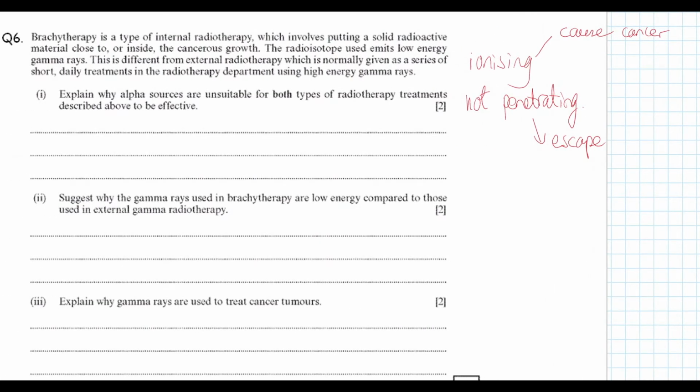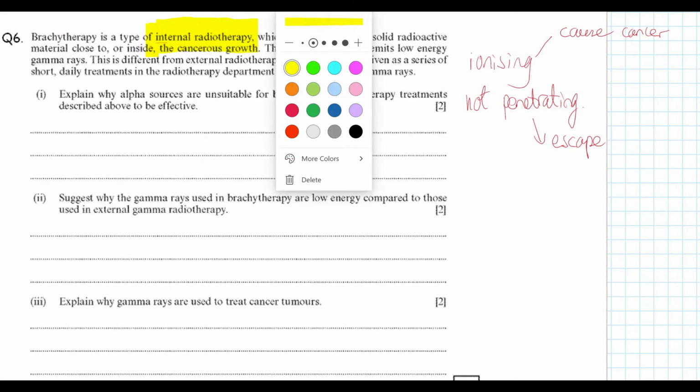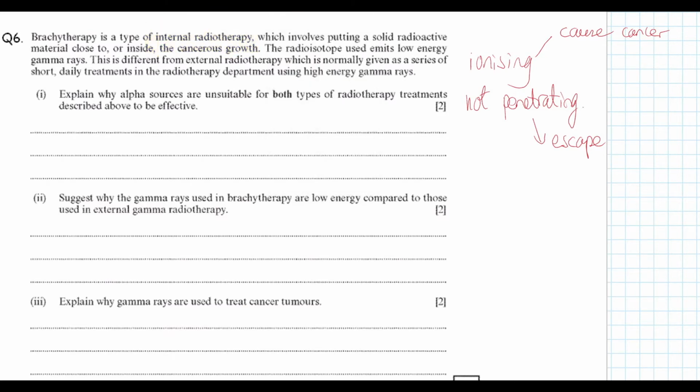radiotherapy. Let me just highlight that for internal radiotherapy. Now let me just adjust the width of that. But also, if it's external radiotherapy, it needs to be able to penetrate into the body. So alpha is no good because it's ionizing, which makes it actually more dangerous to the body, and it's not penetrating, or can't penetrate through the body.